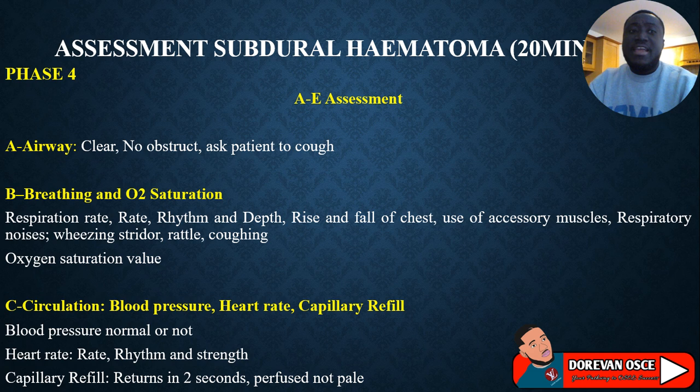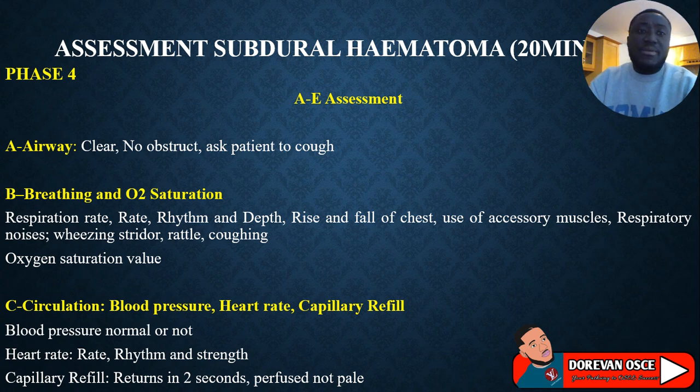So you're going to do the A to E assessment. A stands for airway. With the airway, you are checking whether the patient's airway is clear, there's no visual obstruction. You can instruct the patient to give you a cough, and if the patient is able to cough, you can confirm that the airway is clear, there's no visual obstruction.